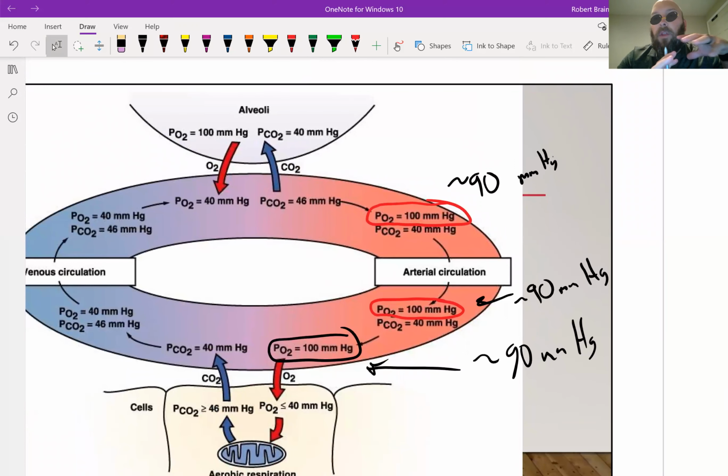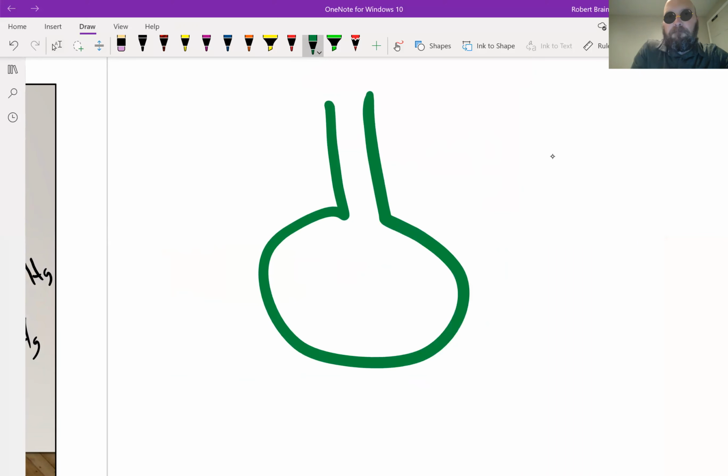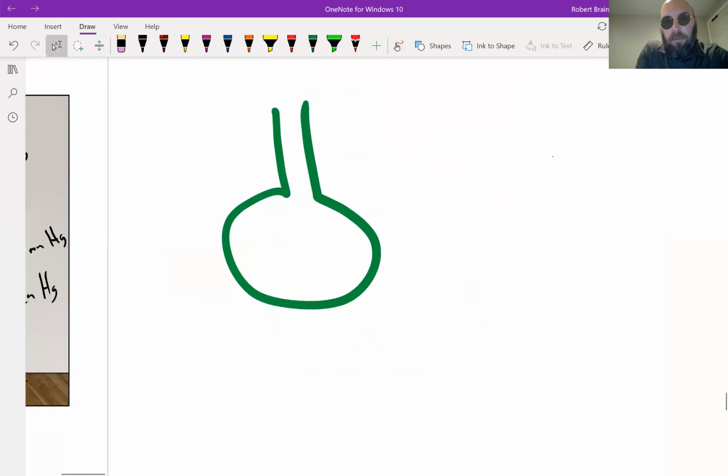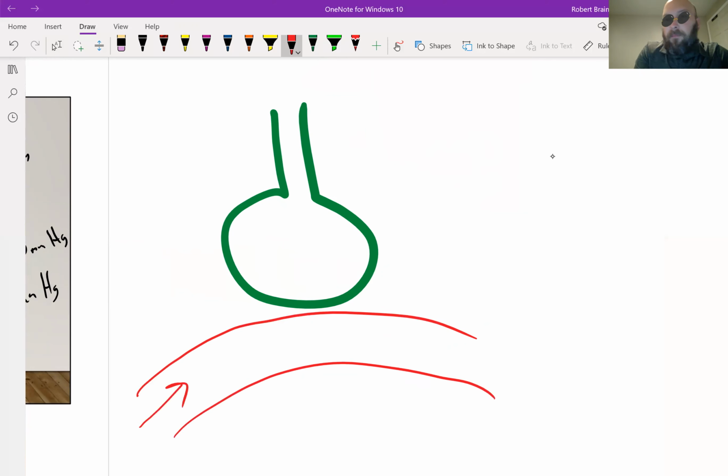So I want you to understand though why it's 90, right? So when we have alveolar PO2, I'm going to draw right here an alveolus, right? We've got our alveolus right there. And we have, let's say, our pulmonary capillary coming in, right? So blood is in this pulmonary capillary and blood flow is moving this way, okay?